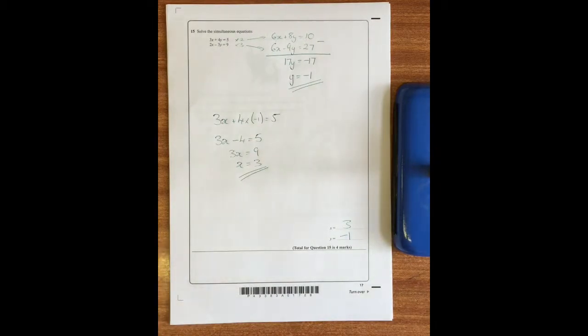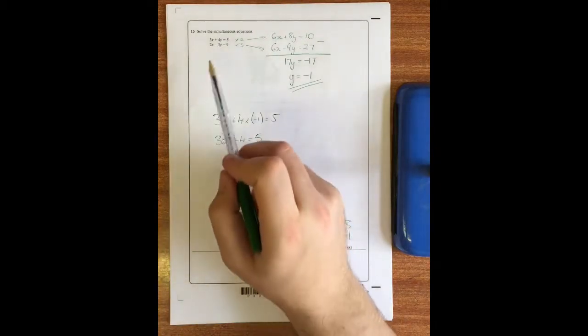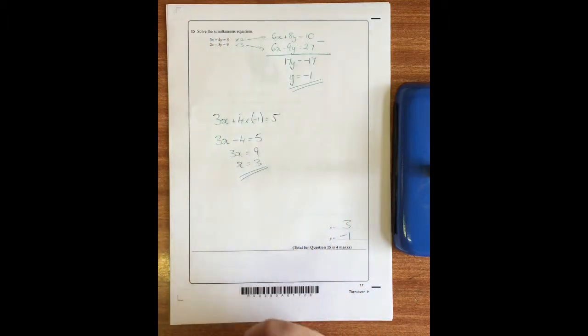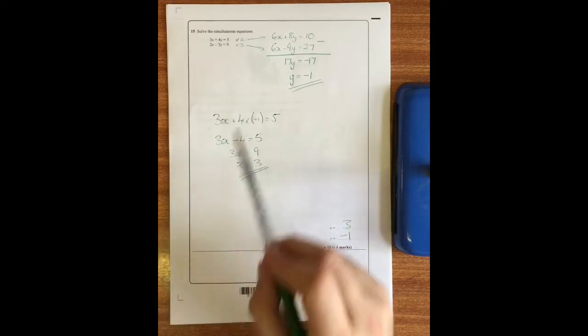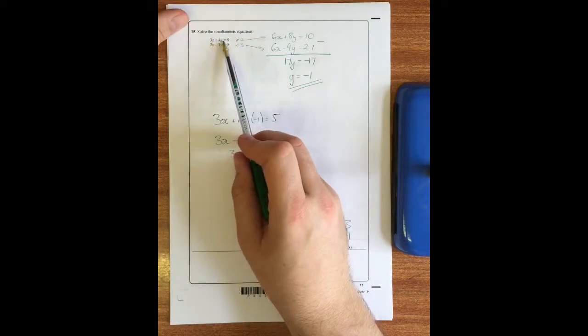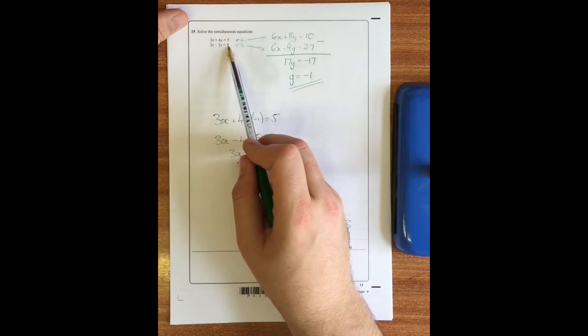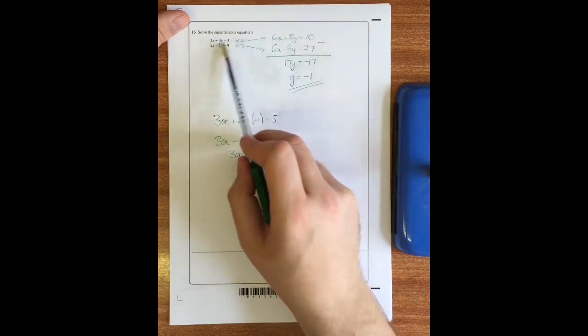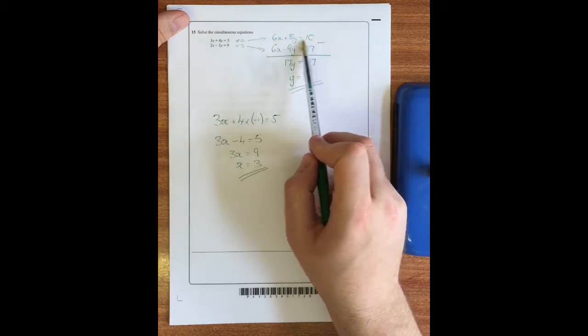Question 15, solve these simultaneous equations. To solve simultaneous equations, we need the same amount of x's or the same amount of y's, so that we can add them together or take them away to get rid of those x's or y's. I've decided to multiply the top equation by 2 and the bottom equation by 3, so that we have 6 x's in both equations. Times the top by 2, you'll get this.